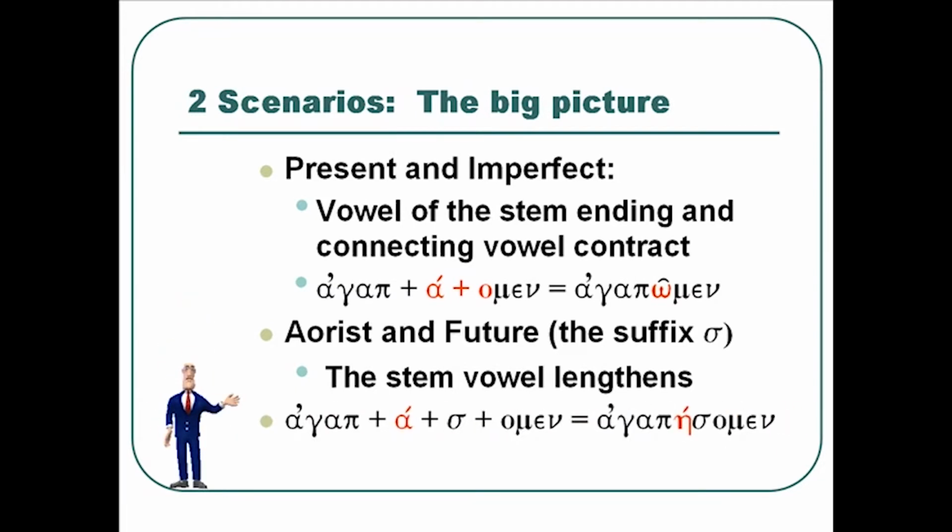You can see that in agap, and then the alpha, sigma, and then omen being added there. And what you've got then is agapēsomen. And you see how the alpha went to an eta, just lengthening before the sigma. No surprises. The aorist and future will be easy on the contract verbs. It'll be the present and the imperfect that'll do the gymnastics. But that's okay. We need some exercise anyways.